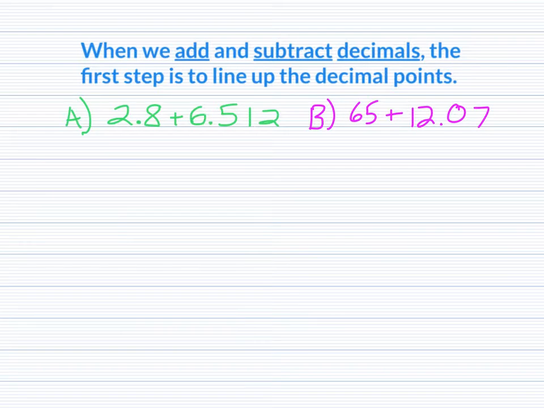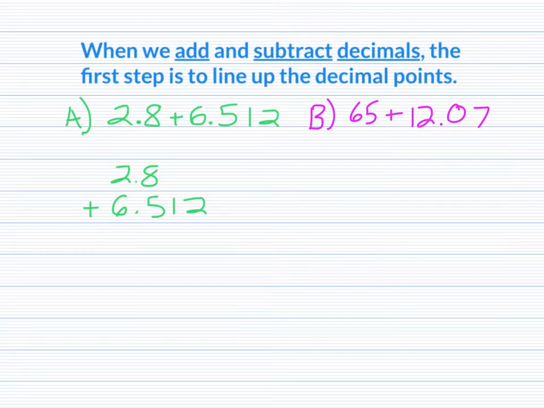Now, the reason I wanted to review that is because when we add and subtract decimals, we do the same thing. The first step is to line up the decimal points, just like we did when we compare. So let's take our first example, example A here, and we'll do that. We have 2.8, and we're going to add 6.512. Notice I put the two decimal points right above and below each other. I lined them up vertically.